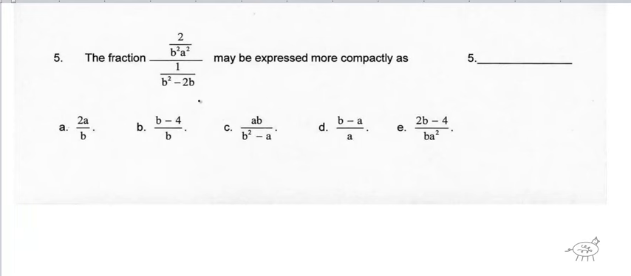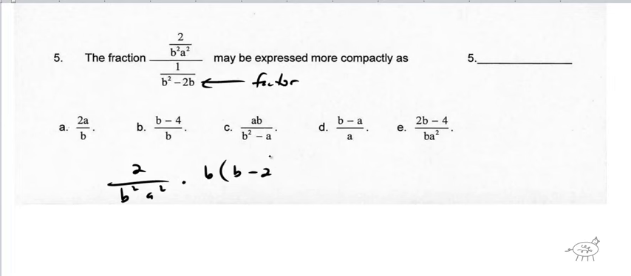The fraction may be expressed more compactly as, well, what I would do, I kind of recognize this, I can factor that. So I would say 2 over b squared a squared times the reciprocal. I'm going to factor b out of there. So b minus 2 over 1. So that crosses off with that. And I get, none of these have parentheses, so I'm going to distribute that: 2b minus 4 over b a squared, which is E.